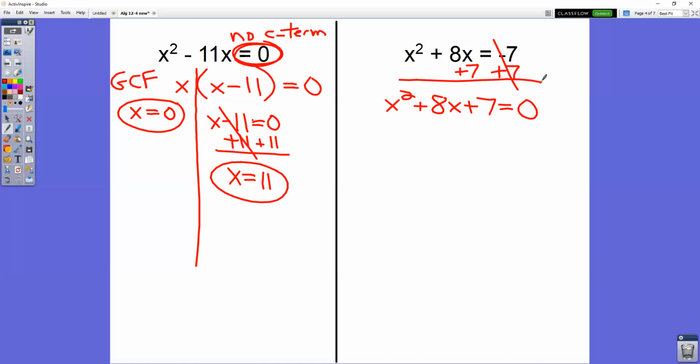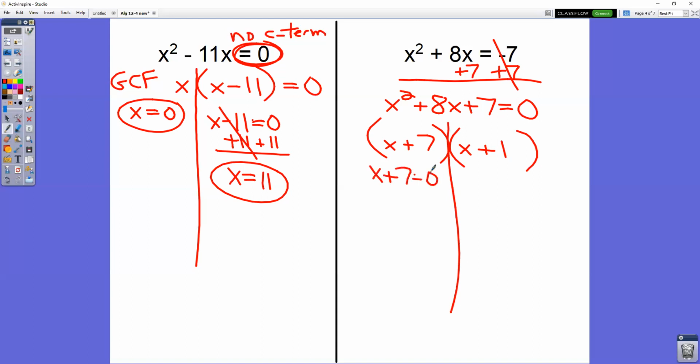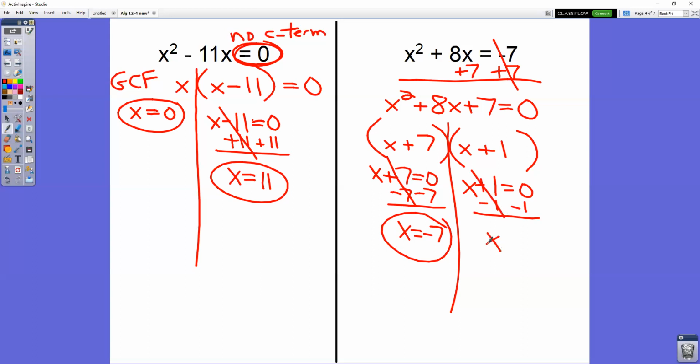Now it's just a normal question. What times what is 7 that adds up to 8? Well, it is 7 and 1. Draw your line down the middle, set both sides equal to 0, and solve it. So minus 7 minus 7, we have x equals negative 7, minus 1 minus 1, x equals negative 1.